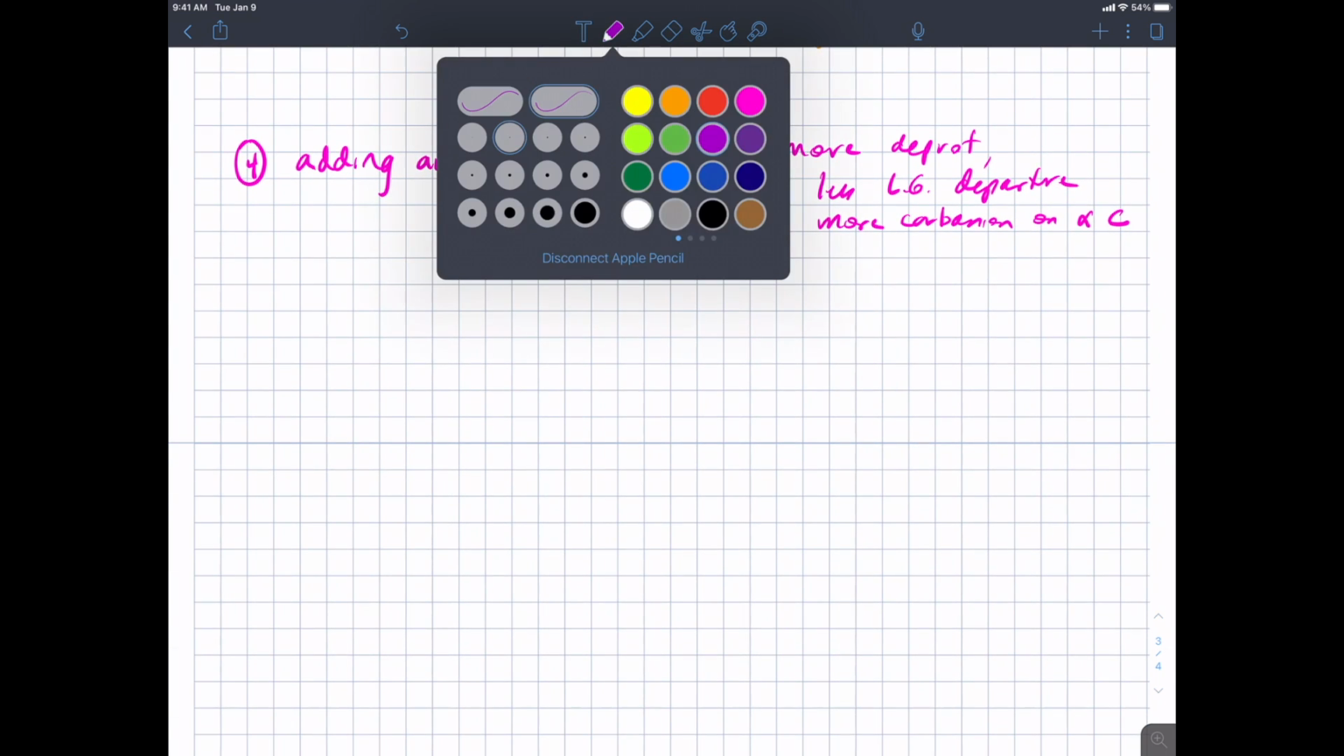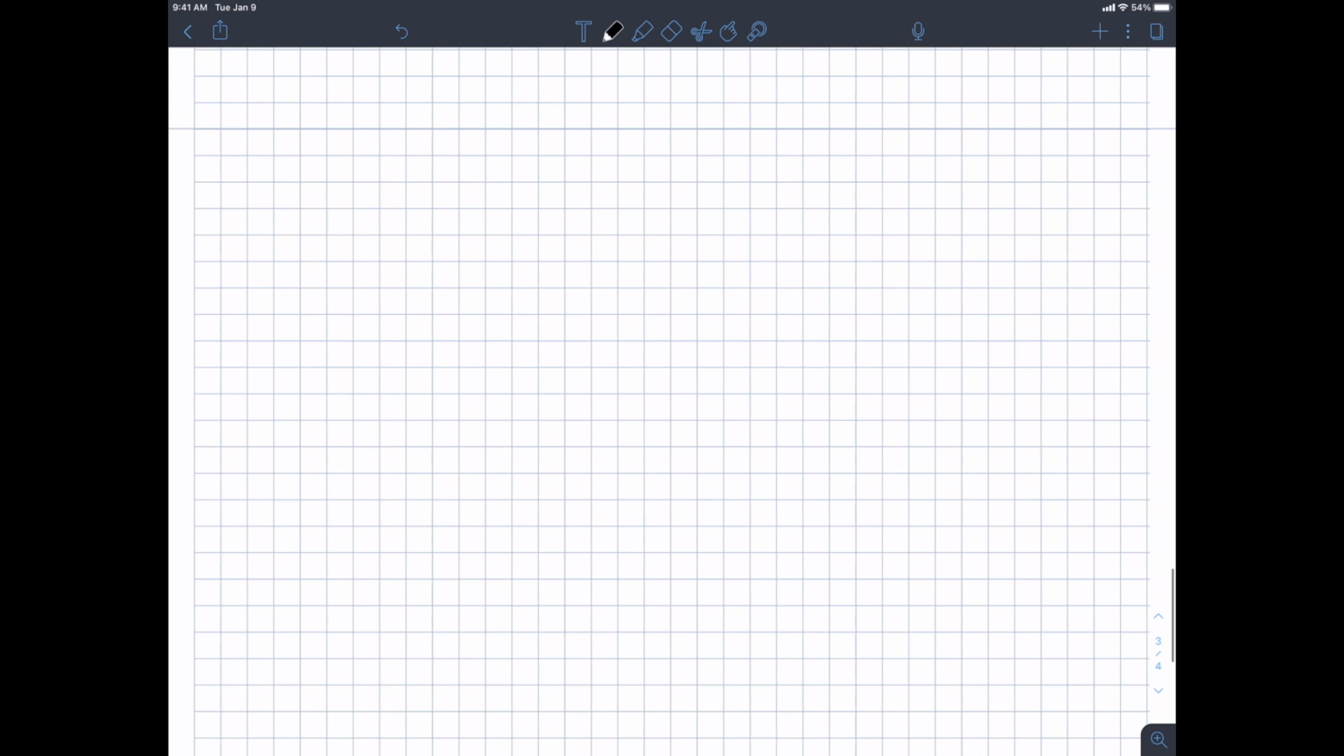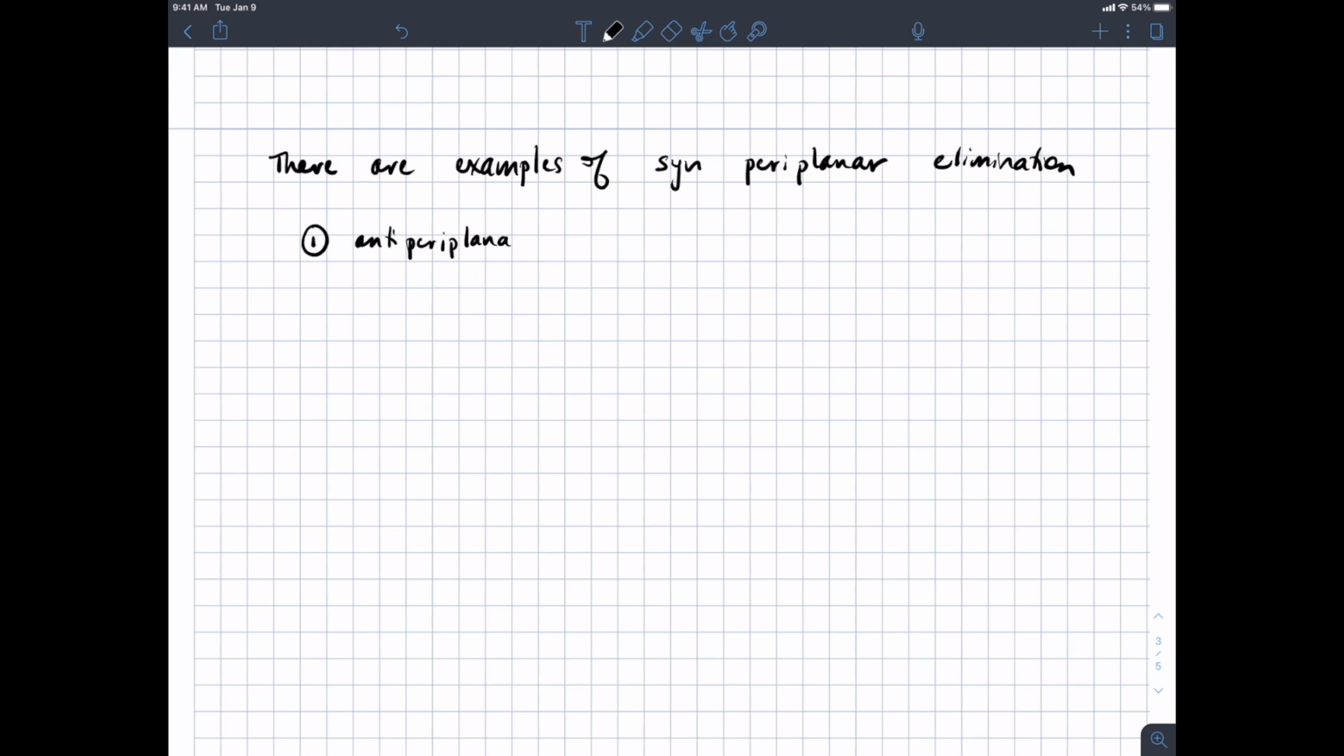However, there are examples of syn periplanar elimination. It's the exception rather than the rule, but there are a couple of situations when this can occur. Syn elimination tends to occur when anti-periplanar geometry is not possible, but syn geometry is.